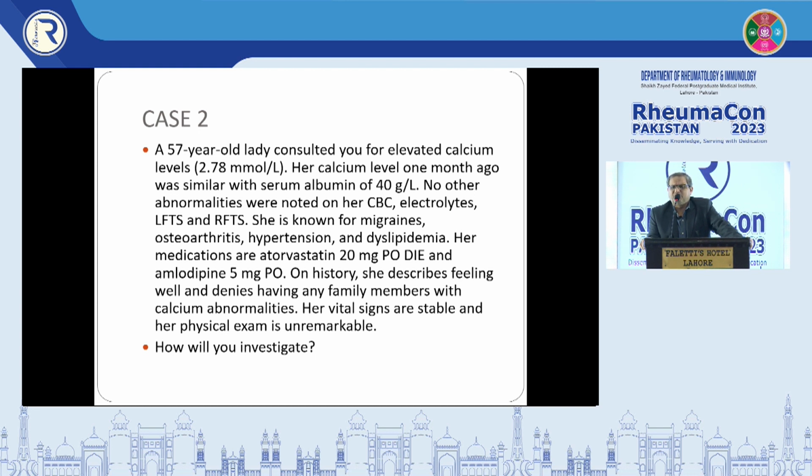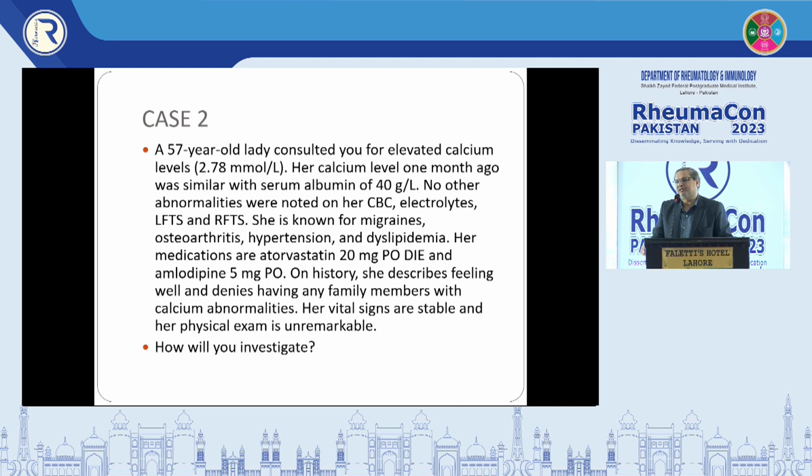No other abnormalities were noted on CBC, electrolytes, LFTs and RFTs, renal function tests. She is known for migraines, osteoarthritis, hypertension and dyslipidemia. Her medications are atorvastatin 20 milligram per aurum, and amlodipine 5 milligram per aurum. Honestly, she described feeling well and denies having any family member with calcium abnormalities. Her vital signs are stable, and her physical examination is unremarkable. How will you investigate?